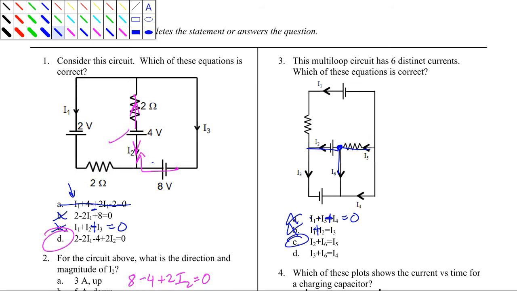Let's go and look at this last one. I3 plus I6 equals I4. I3, I6, and I4 are all going in. So this should say plus I4 equals 0. So C is the right answer there.